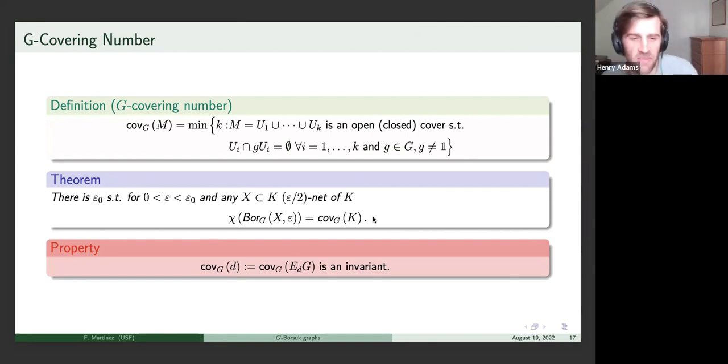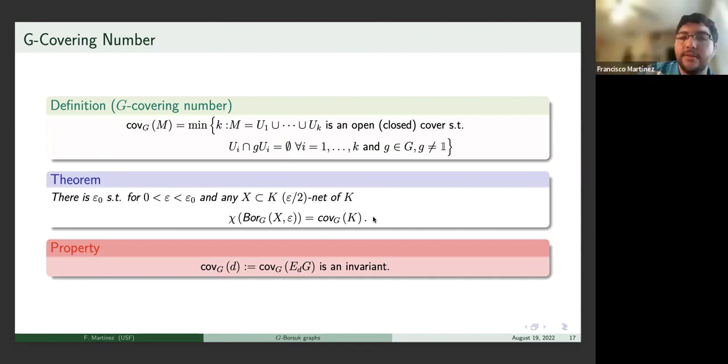Yeah, so could you help me? Why should I believe this? How can I see that this chromatic number should be equal to this covering number? Yeah, so basically, suppose we have an epsilon over 2 net. So we have points that are very dense on that space. And suppose we have a coloring of them with some chromatic number. Then if we use small balls around those points, we can cover the whole space.